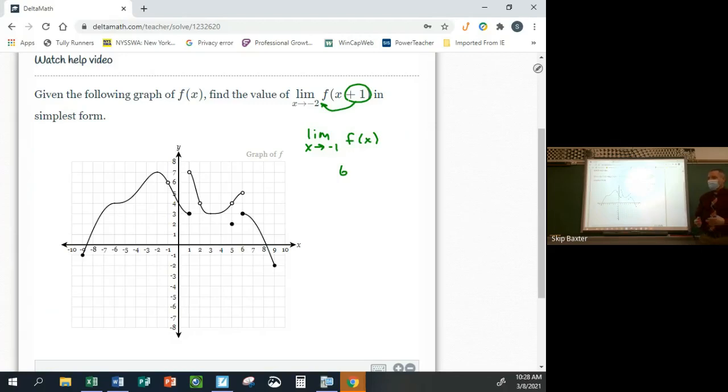So for all these problems, they're going to give you a sum or a difference or a product or a quotient or a composition or a power of a function, like the one we just did, or something like this. And you just have to figure out the value of the limit based on the graphs that they give you, using those properties.